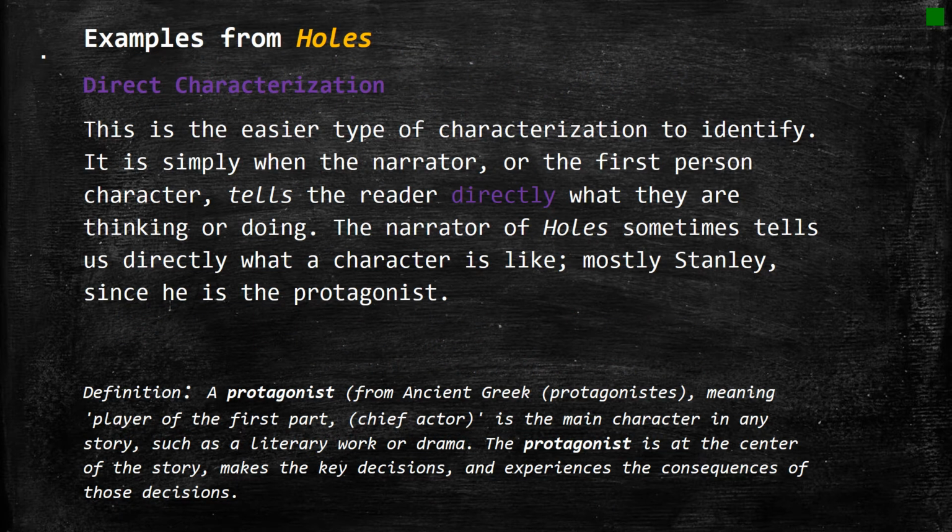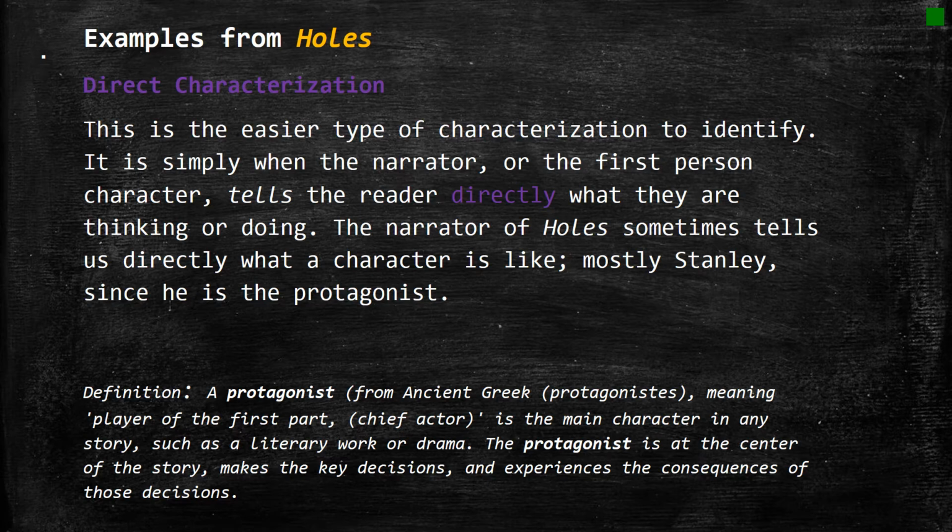Examples from Holes itself. Direct characterization. This is the easier type of characterization to identify. It is simply when the narrator or the first person character tells the reader directly what they are thinking or doing. The narrator of Holes sometimes tells us directly what a character is like, mostly Stanley, since he is the protagonist or main character.